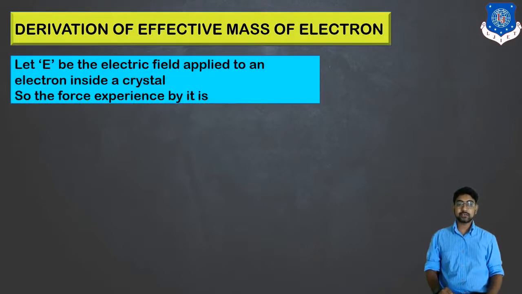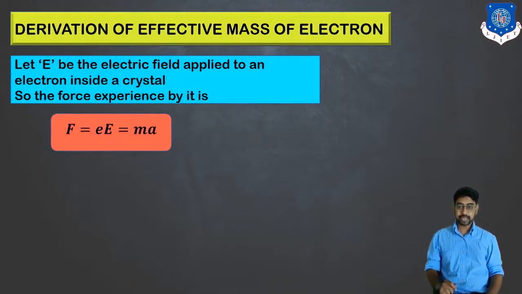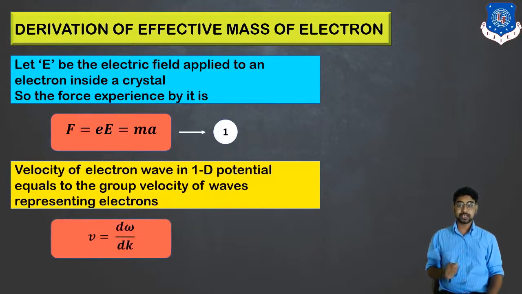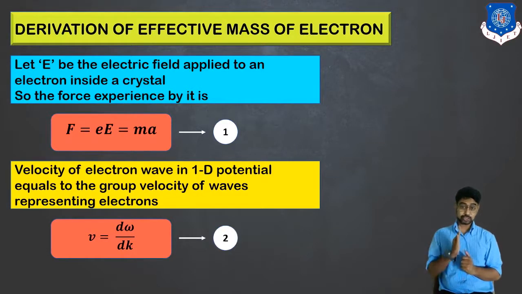So first, derivation of the effective mass of electron. Let E be the electric field applied to an electron inside a crystal. The force experienced by it would be F equals e E, where e is the charge and capital E is the field applied. That can also be equated with Newton's force, that is mass times acceleration, F equals m a. So from this we can take multiple forms. If I want only mass, it would be m equals e E upon a. If I want only acceleration, it would be a equals e E upon m.